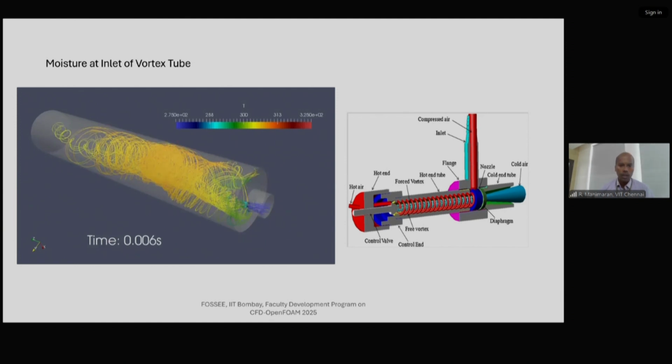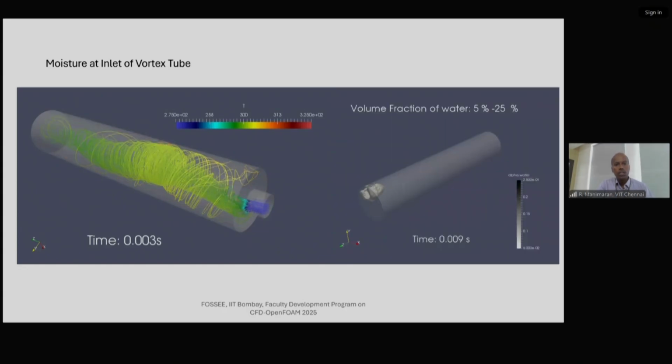But we want to analyze the presence of moisture. That is two-phase flow. Moisture is nothing but water vapor. So we want to simulate the moisture in the vortex tube. So again, we used compressible interFoam for that, and we see that after some period of time, the moisture is getting dispersed easily in the vortex environment.